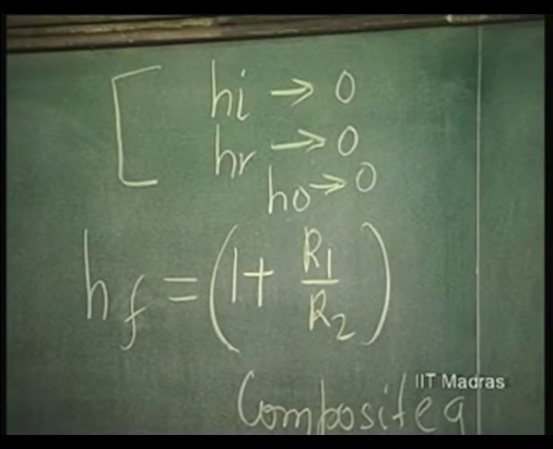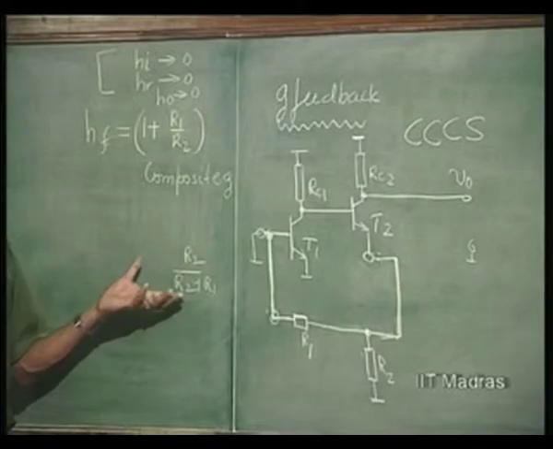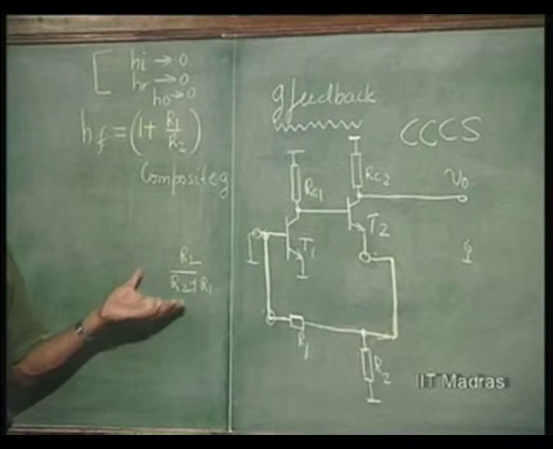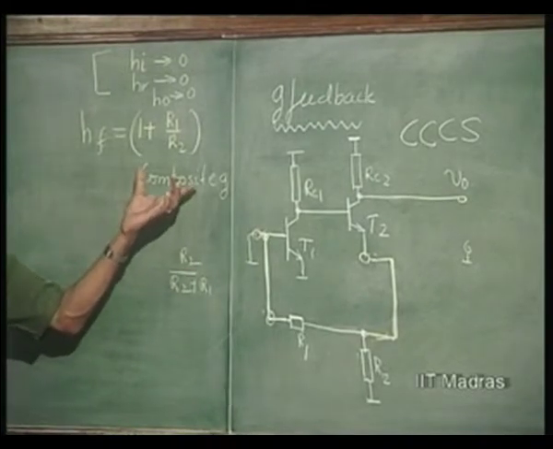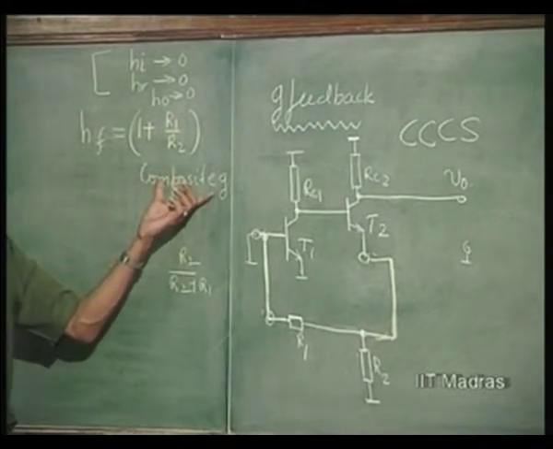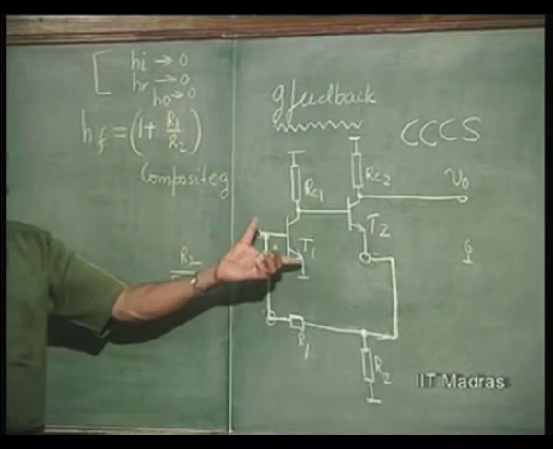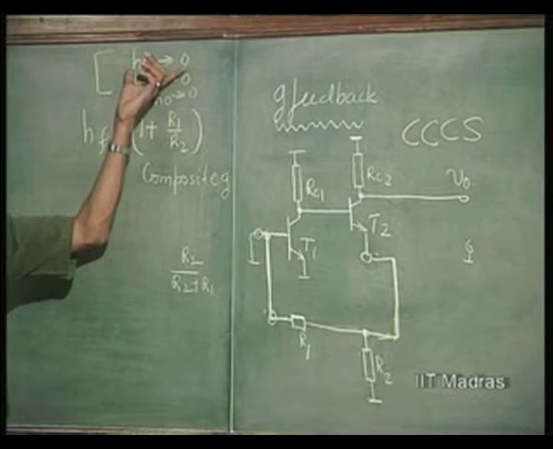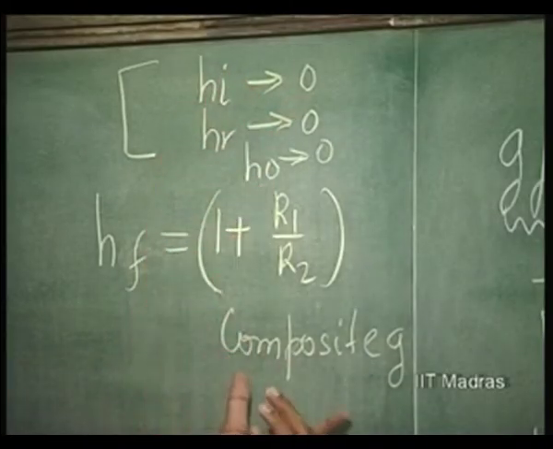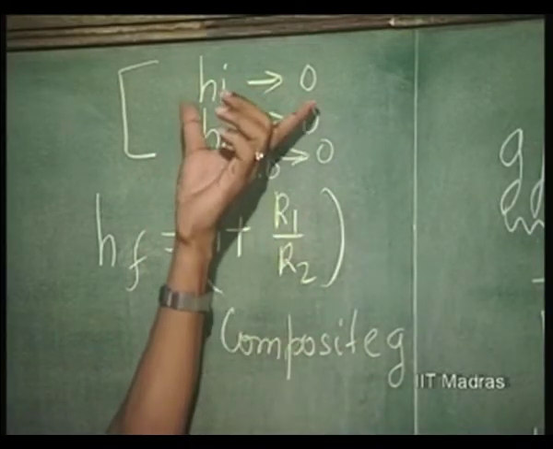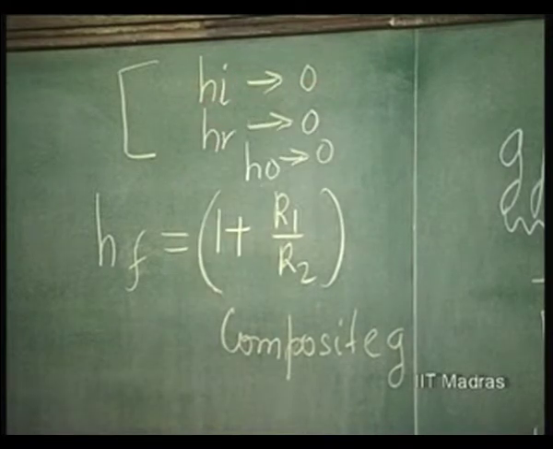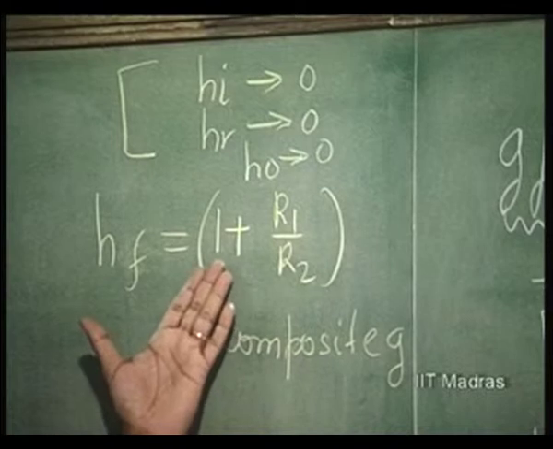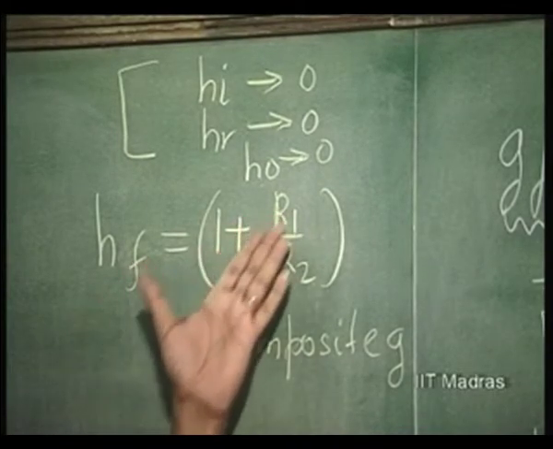I am going to leave this as an exercise for you, just as we did in the case of H parameters. Please find out the composite G parameters here. In the H feedback, we found the composite H parameters and then converted into H. Here, find out the composite G and convert it into H, and establish that the current gain is 1 plus R1 over R2.